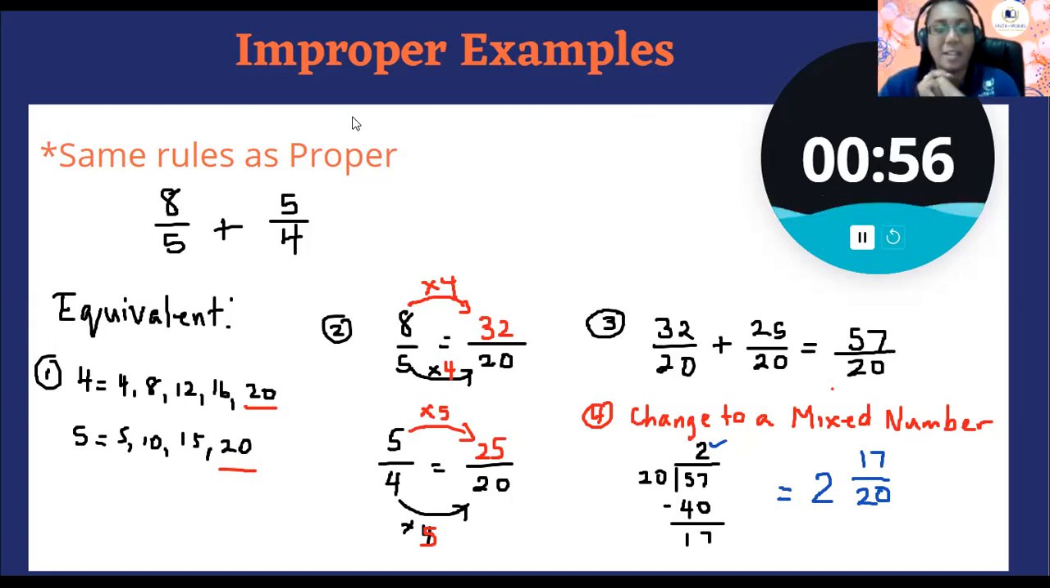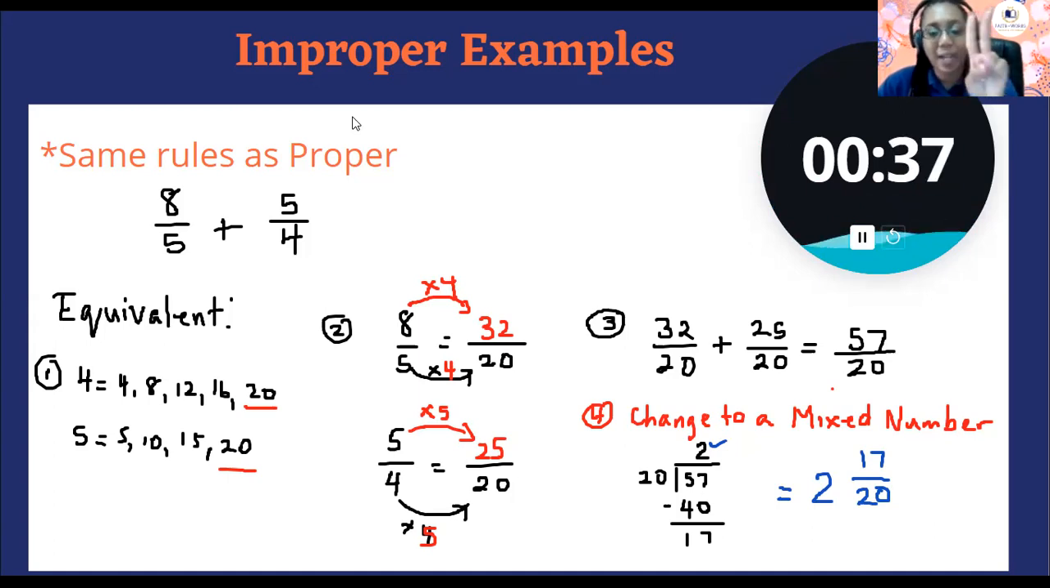Now we don't leave it as an improper fraction. We have to change it into a mixed number. The easiest way is long division. So 20 can go into 57 2 times, and that will give us 40, and the remainder would be 17. So our 2 is our whole number. The remainder, which was 17, is now our numerator, and of course 20 remains as our denominator.